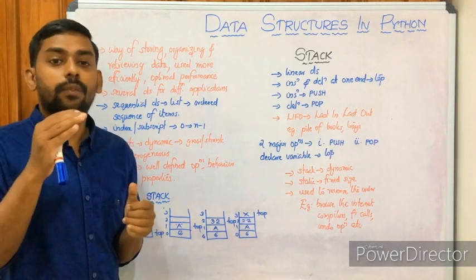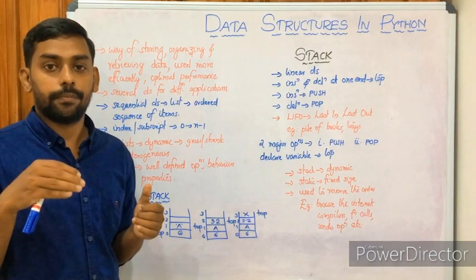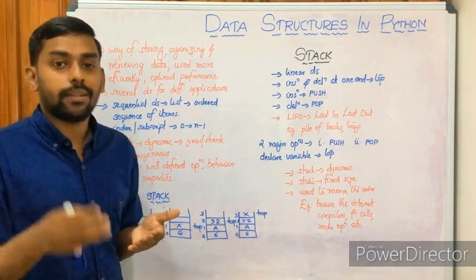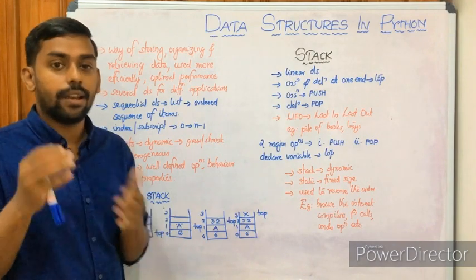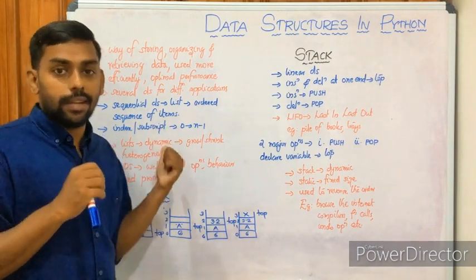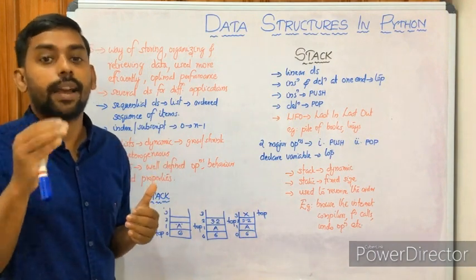Okay, yeah, the size of a list can be increased or decreased at any time. It can grow or shrink. Growing means increasing the size, and shrinking means decreasing the size. That is the specialty of a list. That's why we say a list is a dynamic data structure.